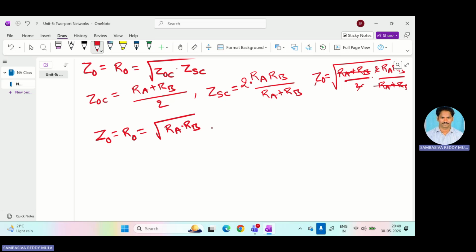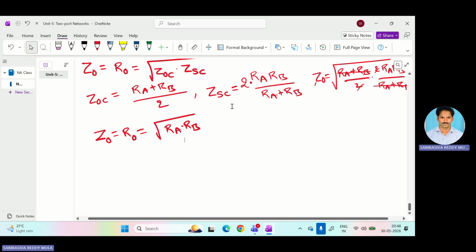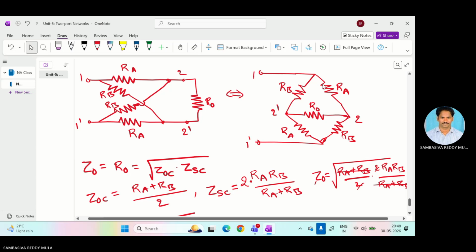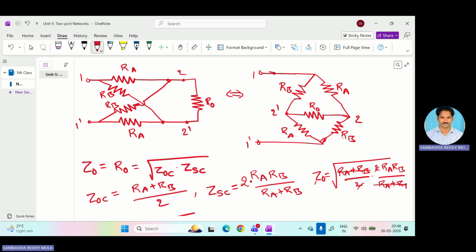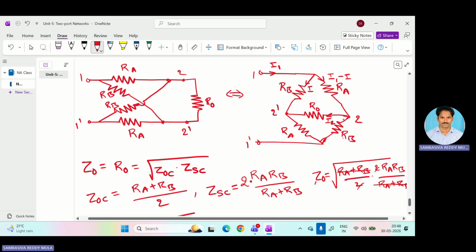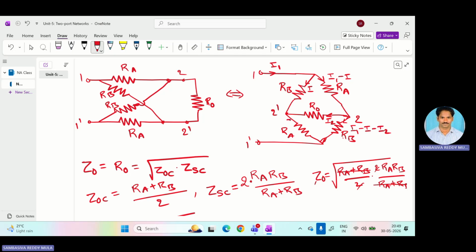Now, to determine the propagation constant alpha, how do we determine it? Let us apply KVL to this network. Before that, give the notation. This is current I1. If this current is I, then the current which is divided here is I1 minus I. Let us consider this is I2 in the two-port network. So what is this current now? I1 minus I minus I2. Here the current I is coming and I2 is also coming, so I plus I2.